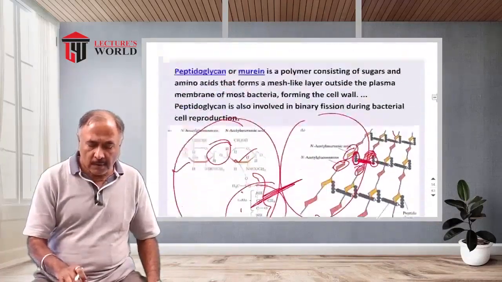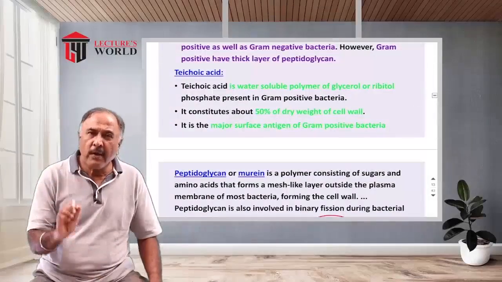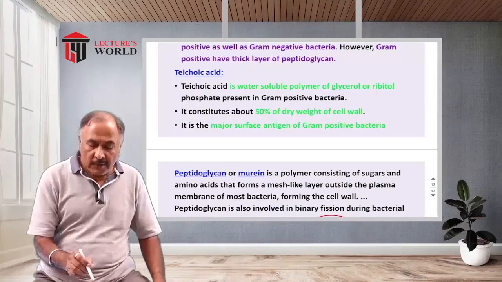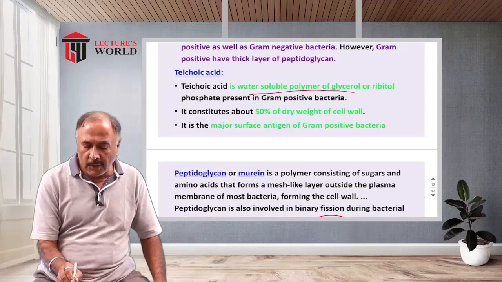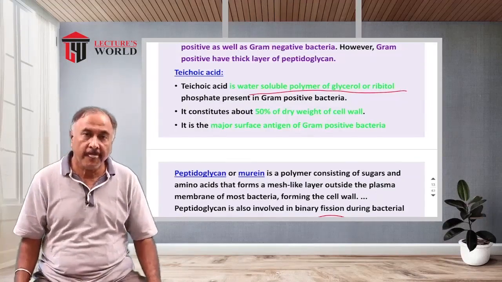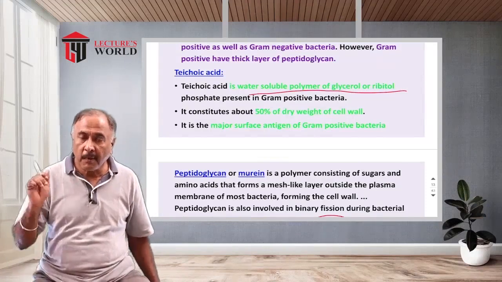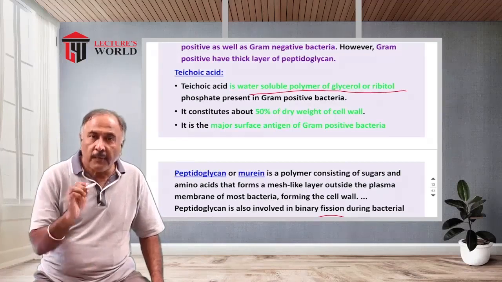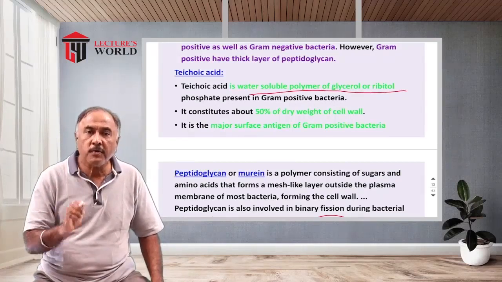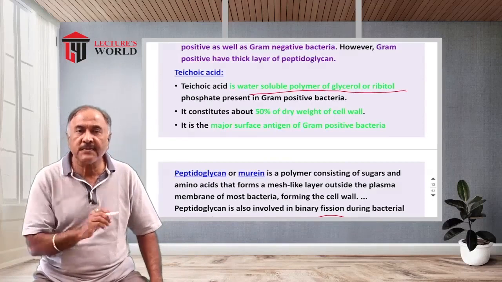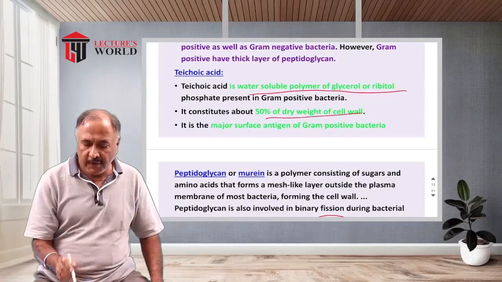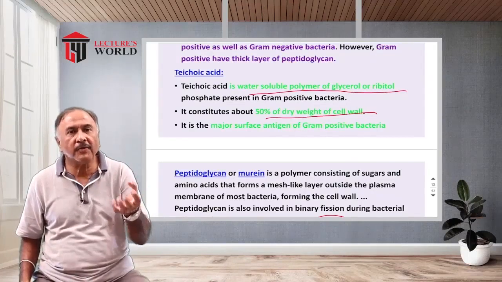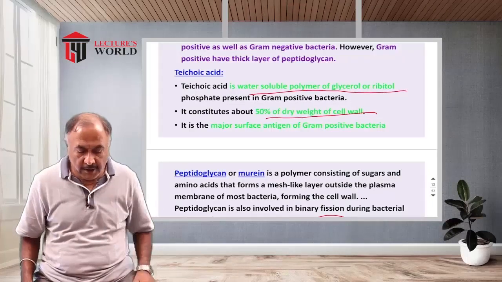Now another one, that is teichoic acid. It is only present in gram-positive bacteria, and what is it made up of? It is a water soluble polymer of glycerol or ribitol, constituting about 30 to 50% of the dry weight of the cell. It means it is a substantial part of the cell wall of gram-positive bacteria.